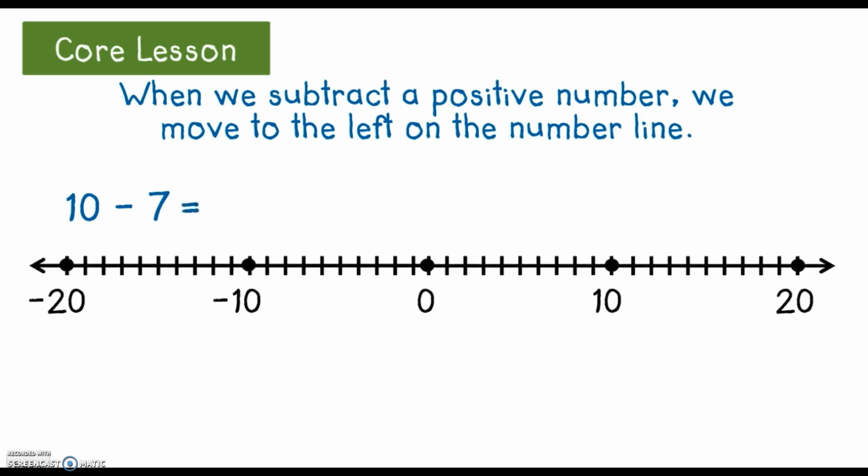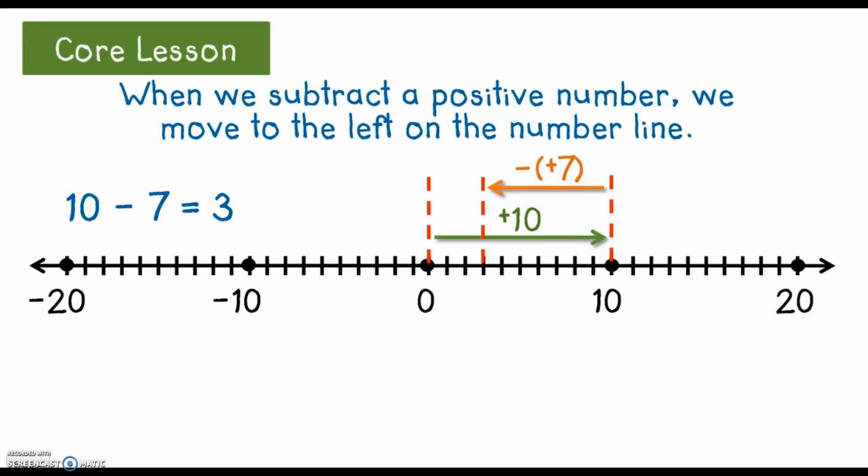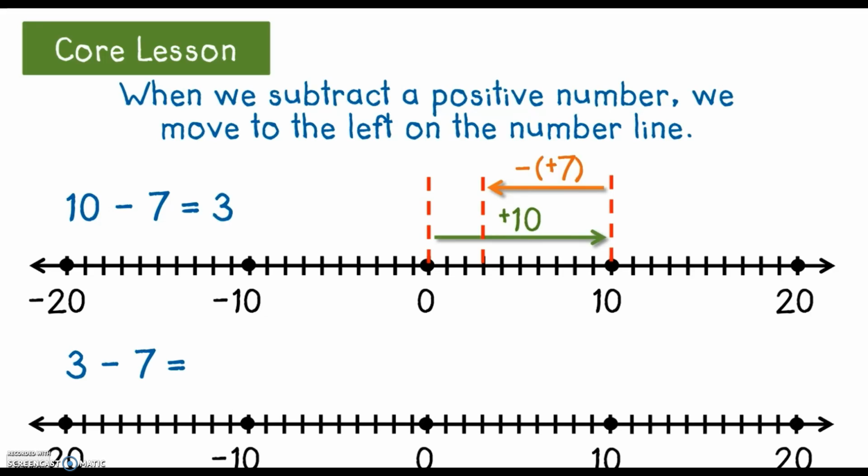Here are two examples. 10 minus 7. We move 10 units in the positive direction and 7 units in the negative direction. The answer is positive 3. 3 minus 7. We move 3 units in the positive direction and 7 units in the negative direction, and the answer is -4. Let's look at some real-world examples.